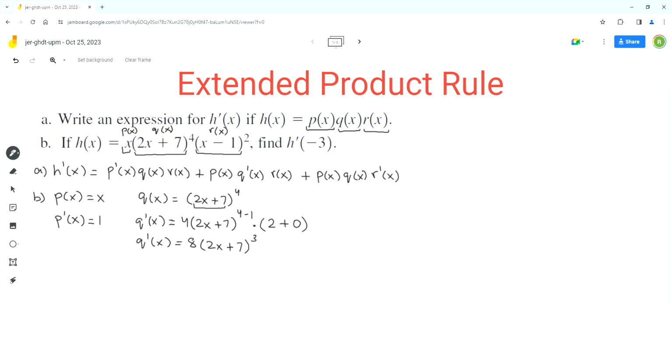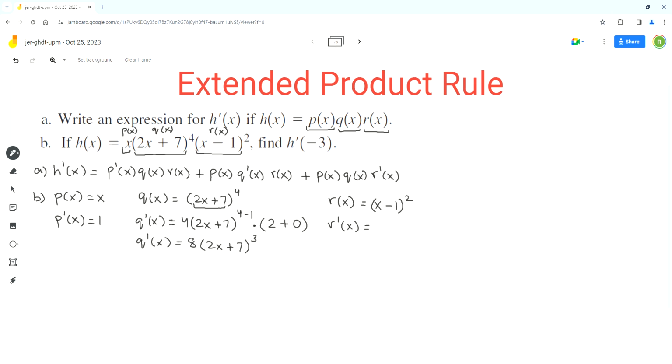Now similarly, we can analyze the third function in h of x, which is r of x. So r of x we said is equal to (x minus 1) squared. Now we can find the derivative of the function. So r prime of x equals, we'll use the chain rule again. So the inner function is x minus 1. The outer function is the exponential function with exponent 2. So the first step is to find the derivative of the outer function.